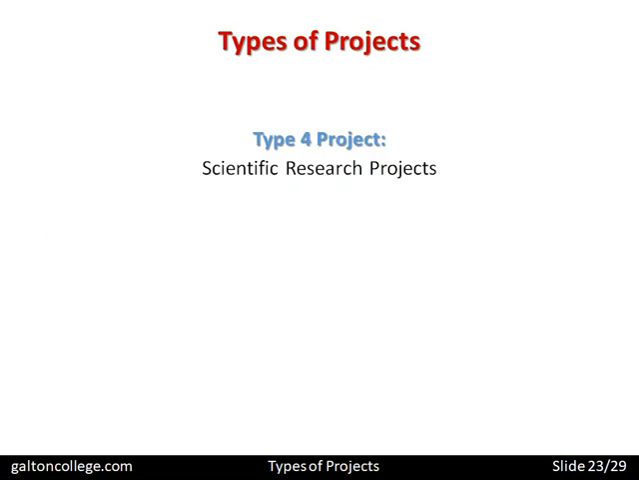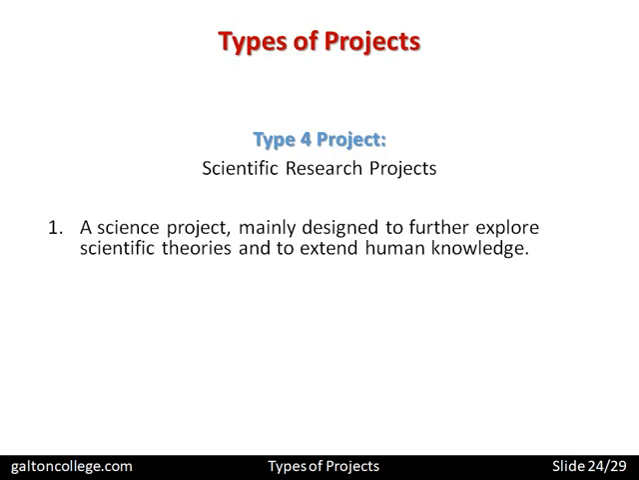And type 4 is scientific research projects. A science project mainly designed to further explore scientific theories and to extend human knowledge. Again, it has to be planned. It has to have a starting point and an end point, and there must be a recognized methodology, a modus operandi for the whole project. How is it going to work? What is the method to be followed?